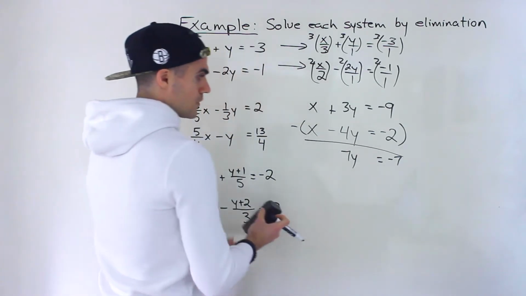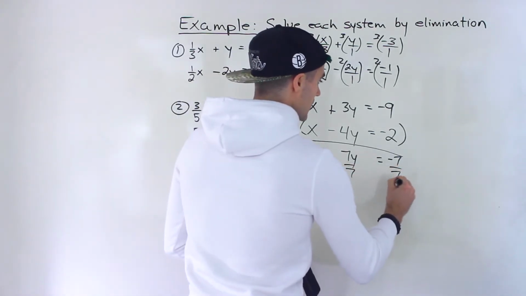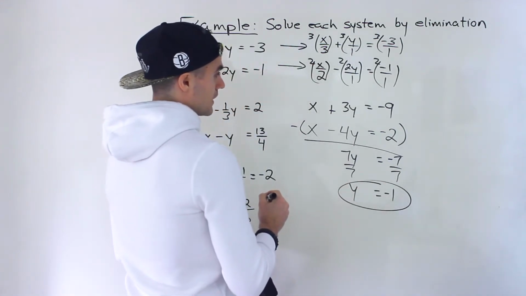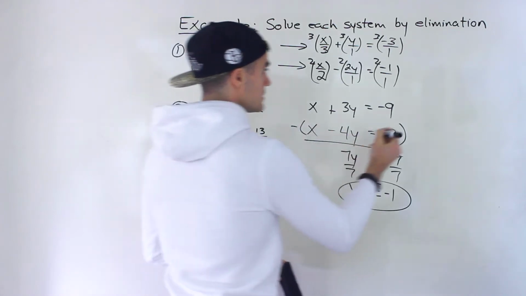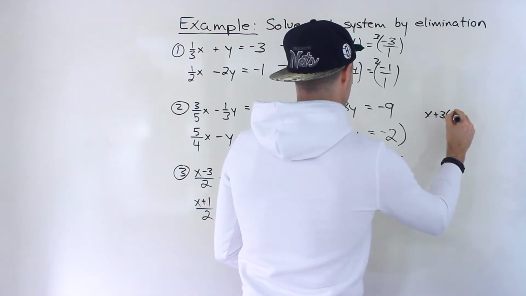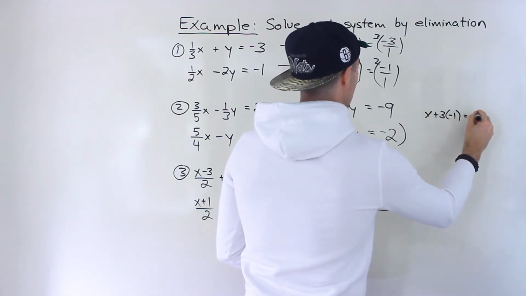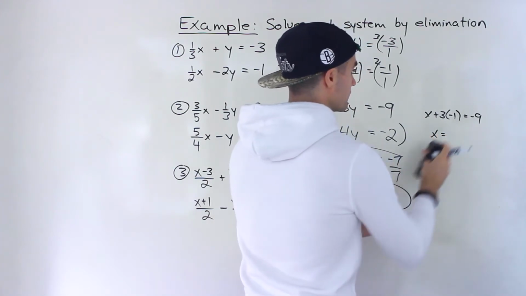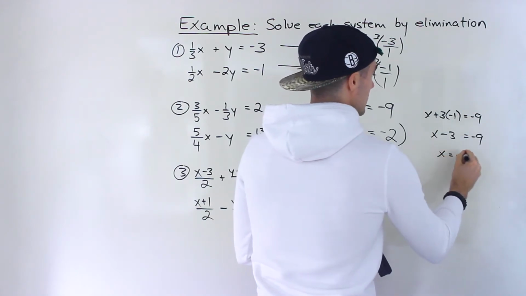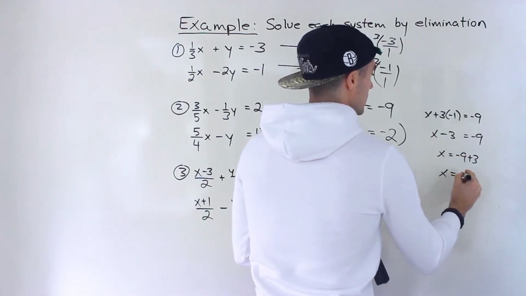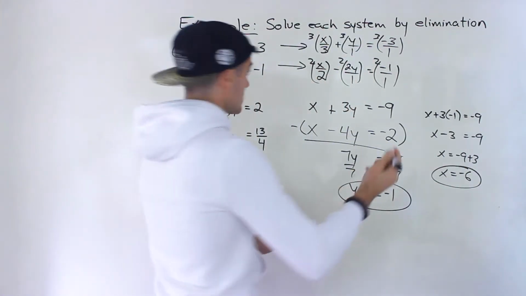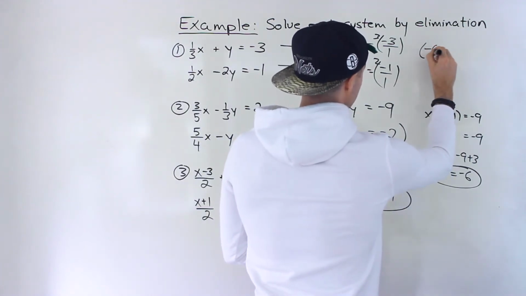So from here, we can divide by 7, and y ends up equaling negative 1. Then if we want to get the corresponding x value, I'm going to plug it into one of these. I'll plug it into the first one. So we'll have x plus 3 times the y value of negative 1 is equal to negative 9. So x minus 3, rather, is equal to negative 9, so x is equal to negative 9 plus 3. x would be negative 6. So negative 6, negative 1 is the point of intersection between those lines.